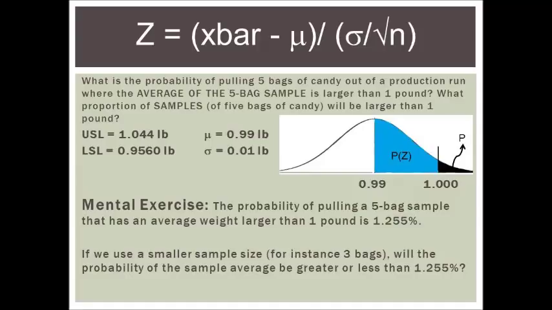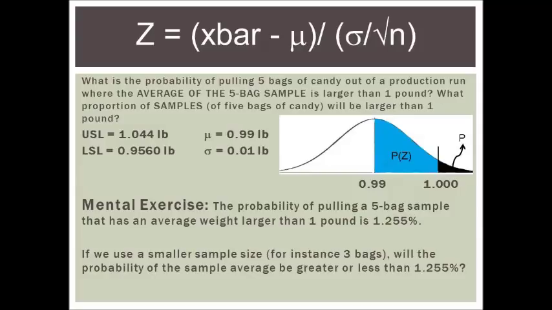It would be very, very consistent. The only way that I get inconsistent averages for my sample sizes is if I choose smaller sample sizes. So for instance, if I chose a sample size of 100,000 bags, then it wouldn't always be 0.99, but it would be something really close to 0.99. I get down to a 5-bag sample, and there is actually a 1.255% probability that the average of that sample is greater than a pound.